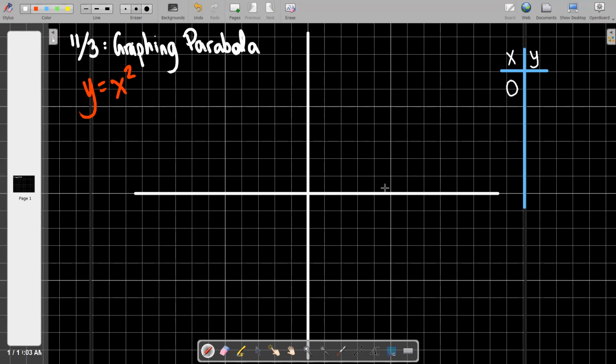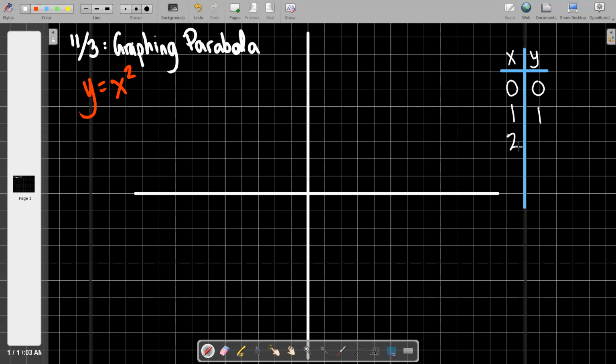If you put 0 into the red function, what's 0 squared? It's 0. So we can now say that there is a point on this graph named 0, 0. And we'll get to graphing the points here in a second. And then I like to just work my way upwards. What if I put 1 in place of x? Then y would have to equal 1, because if you put 1 in place of x, 1 squared is 1.